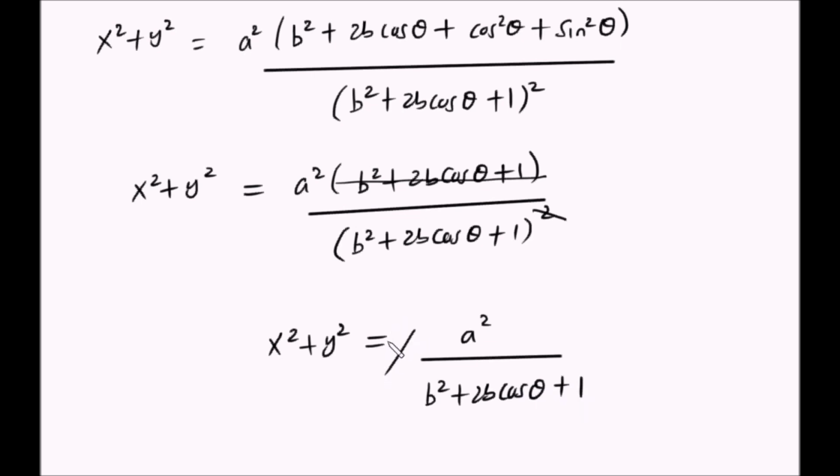Okay, if I cross multiply, I am going to get b squared plus 2b cos theta plus 1 equals what? We have a squared, and then the x squared plus y squared goes below. You see here? Yes, so we have arrived here now.